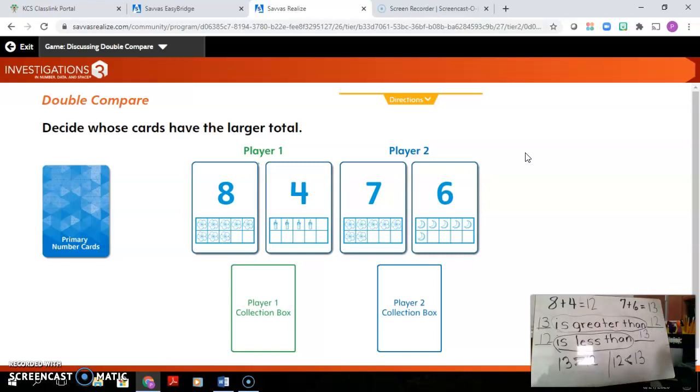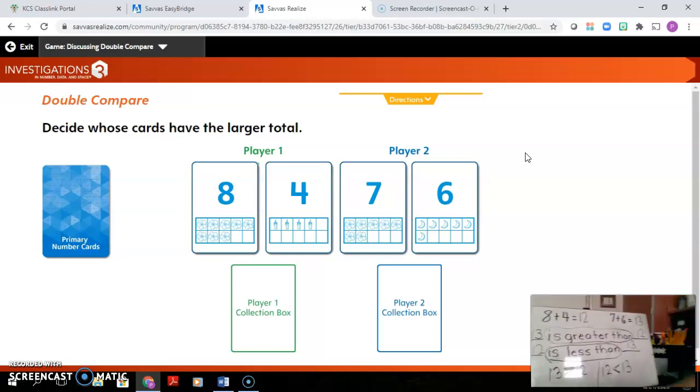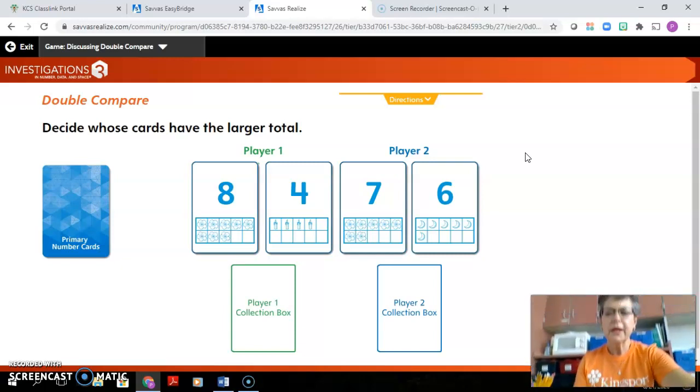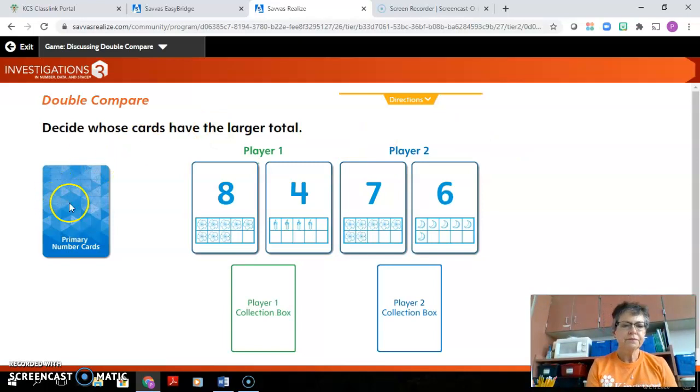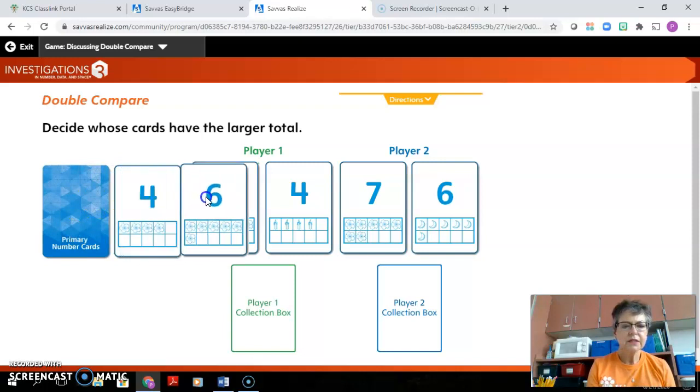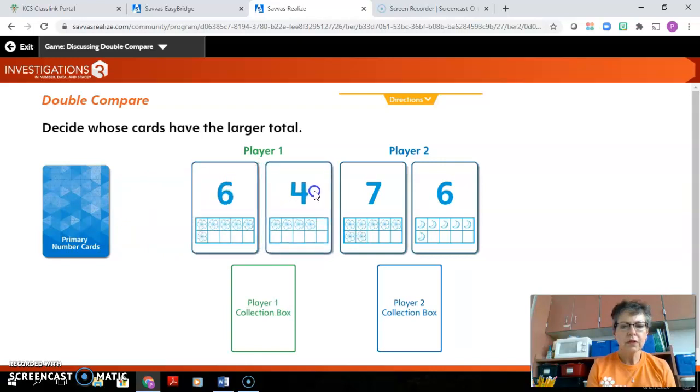All right, let's do another round. So I'm going to move my computer back over here. All right, we're going to take this 6 and put it right there, and this 4, put it right there for player 1. Let's see what player 2 gets. Okay, player 2 has a 5. Let's see what the next one is. Another 5. All right, let's find the sum or the total of each player's cards.